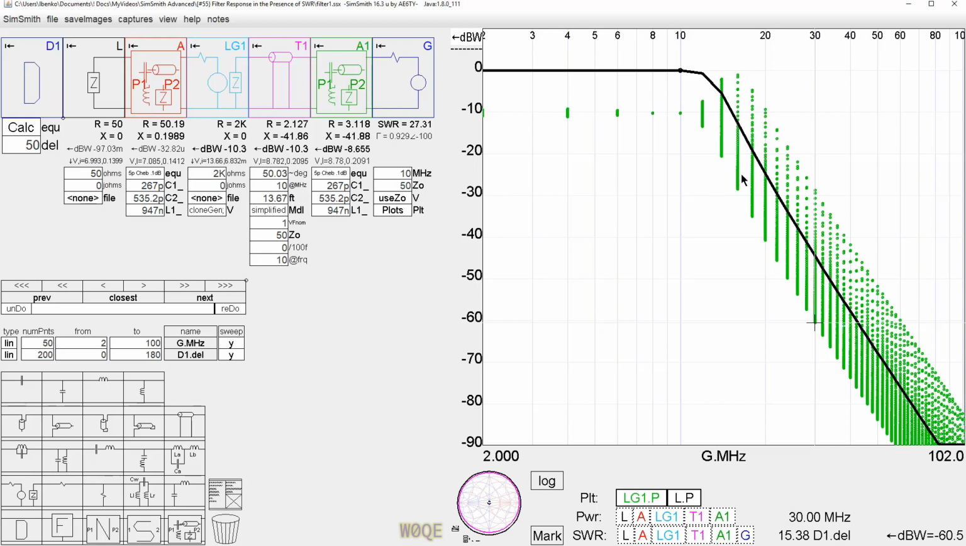But the point I'm trying to make is, if you're surprised that there's a 30 dB variation at 3 times the cutoff frequency with wild SWRs, don't be. That's kind of the way things work. Hope you find this video interesting. SimSmith does these kind of analyses very, very well, and it's super easy to do in SimSmith. And this is just another one of the cool things about SimSmith.